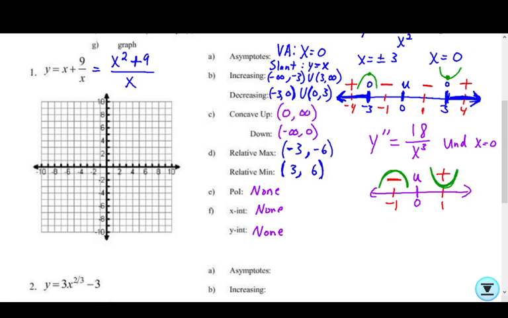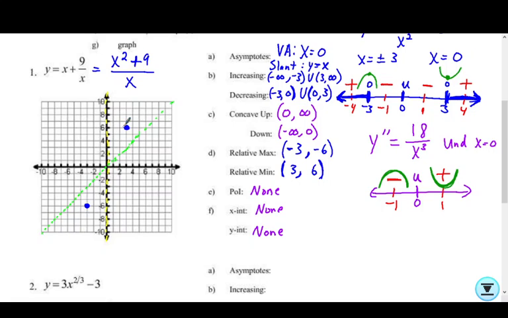All right, so let's start graphing. We've got all of our information. We have a vertical asymptote here at 0. Then we have a slant asymptote, so we graph the line y equals x, which is this line right here. Then we have our relative max, which is at negative 3, negative 6, right there, and our minimum at 3, 6, right here. We have no points of inflection and no x-intercepts to graph.